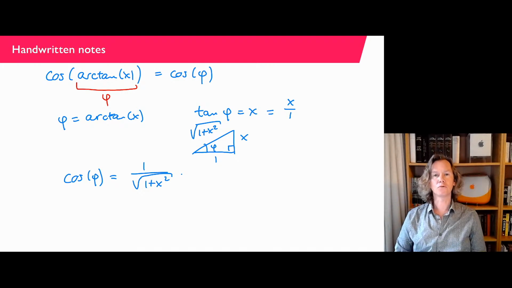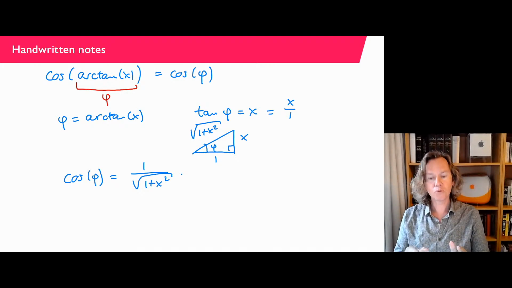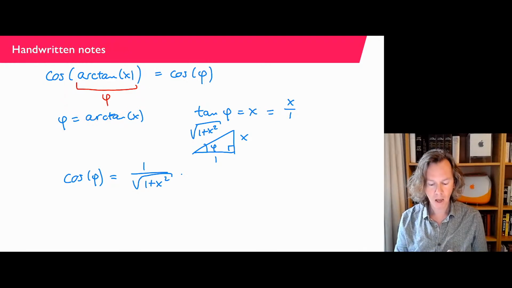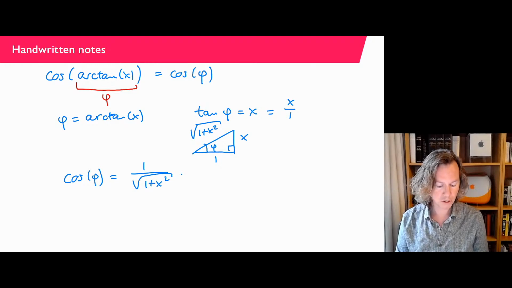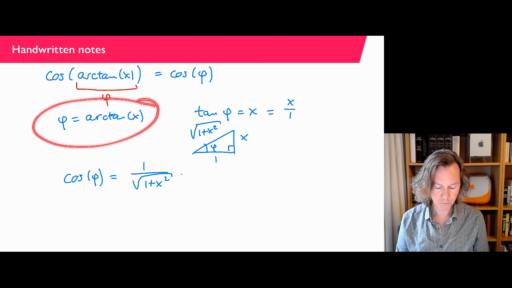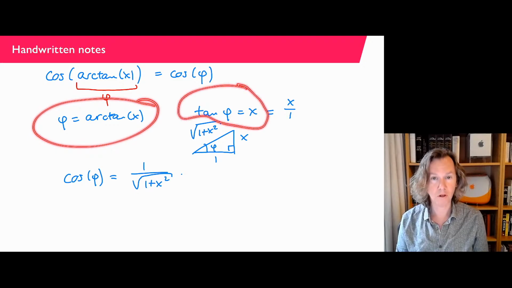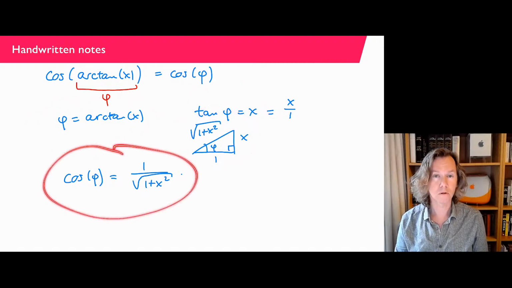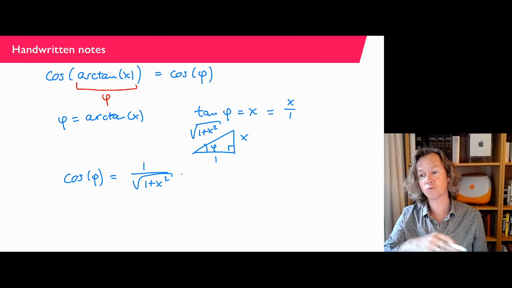So that is how you would do that. You introduce a bit of new notation. You call the arctangent of x, you call that phi. And then you're going to use the definition you just had. You use the definition with the arc functions, the inverse functions. Draw a triangle, read off the answer. So those are the steps that you would do here.